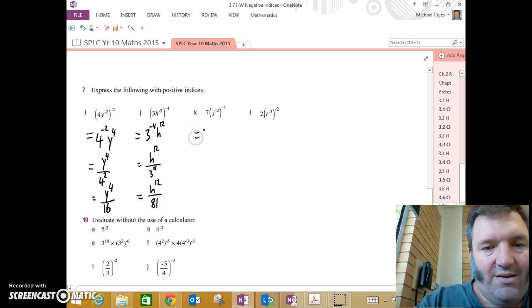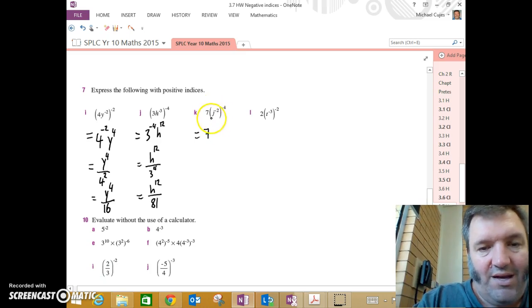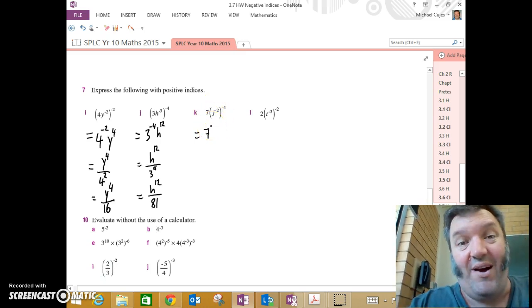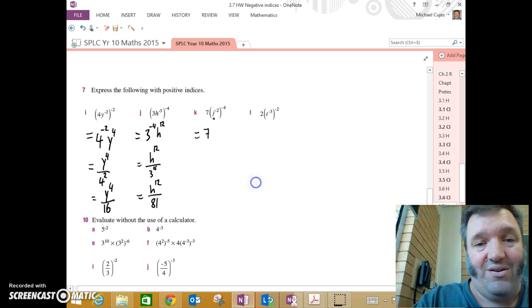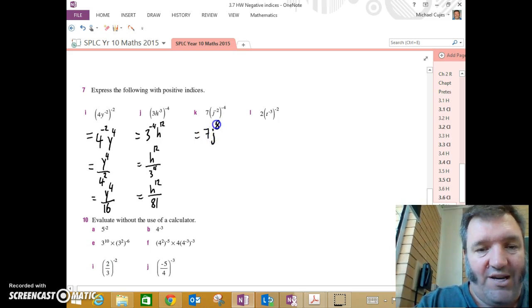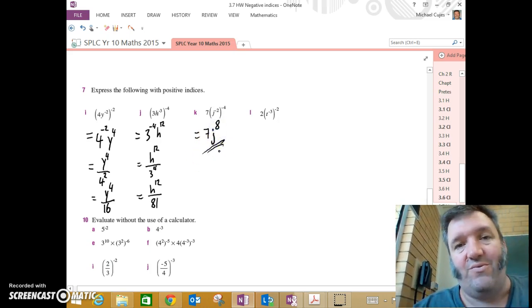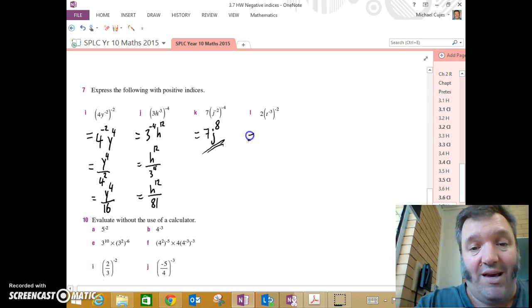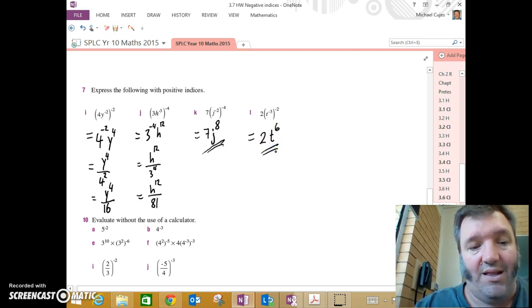The next one, 7. It's outside the brackets. Nothing happens to it. It just waits, and we can use it later on. J to the negative 2 by negative 4. Power raised to a power, multiply them. Negative 2 by negative 4 is 8. Wow, that one's done already. Nice and easy. Last one again. The 2's outside the bracket. I can leave that. Negative 3 by negative 2 is positive 6. And again, that one's done.